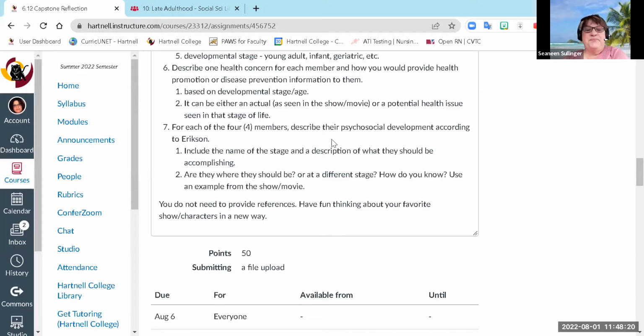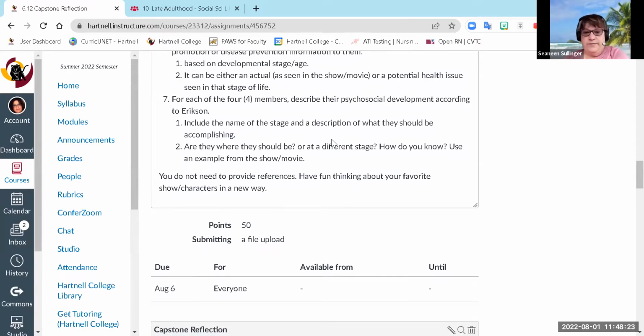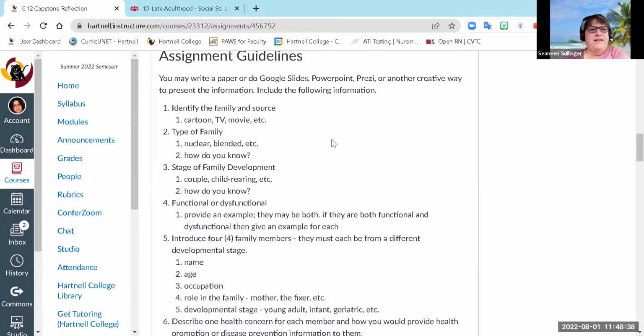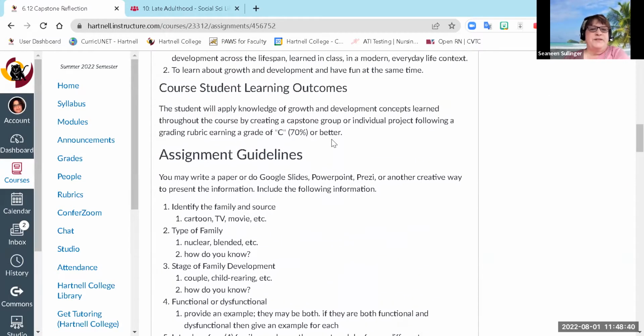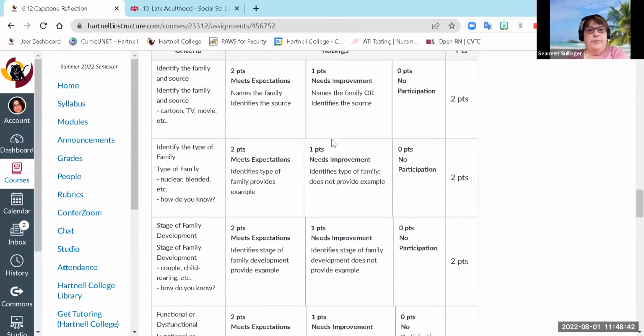So you don't need to provide references for this. Have fun thinking about your favorite show and characters, but pull it together, like pull the whole, everything you've learned throughout the course, pull that together. How do they communicate? Is that part of their functionality? Those types of things.